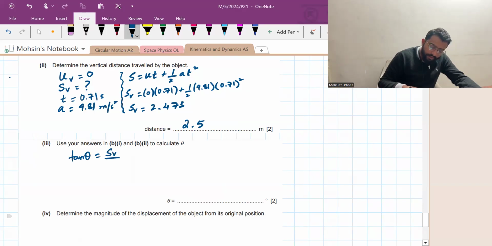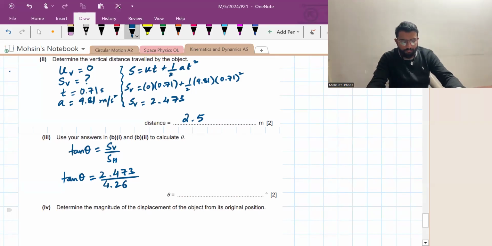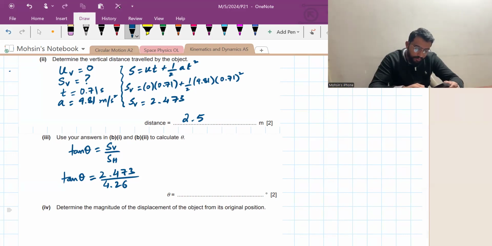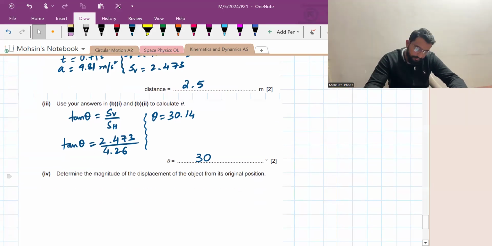Tan theta here will be SV over SH. Vertical component is 2.473 and the horizontal component was 4.26. If we use both of them to find theta, 2.473 divided by 4.26 and the tangent inverse, I'm getting 30.14. So here the theta is 30.14, so I can write 30 degrees. So quite easy, 30 degrees.